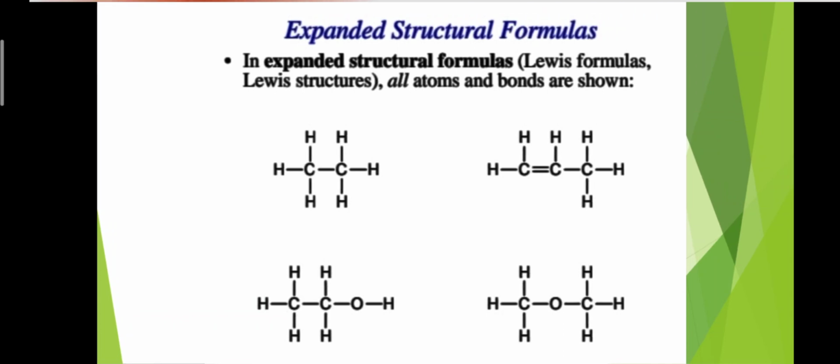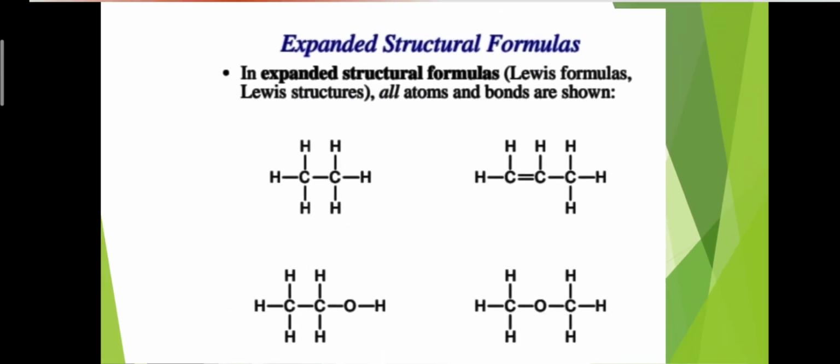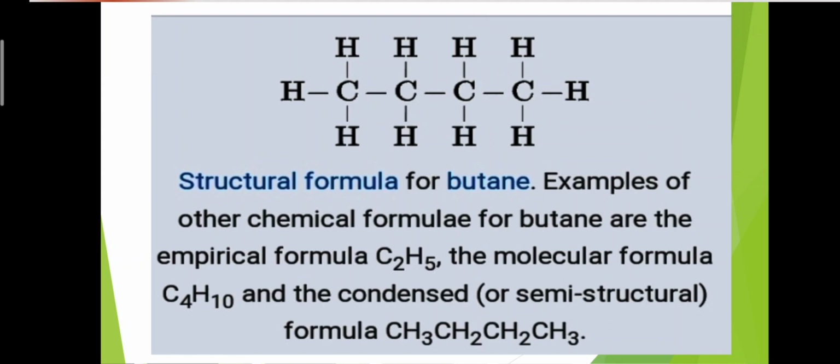It is the expanded structural formula. Structural formula for butane. Examples of other chemical formulas for butane: the empirical formula of butane is C2H5. The molecular formula of butane is C4H10 and the condensed or semi-structural formula of butane is CH3CH2CH2CH3.